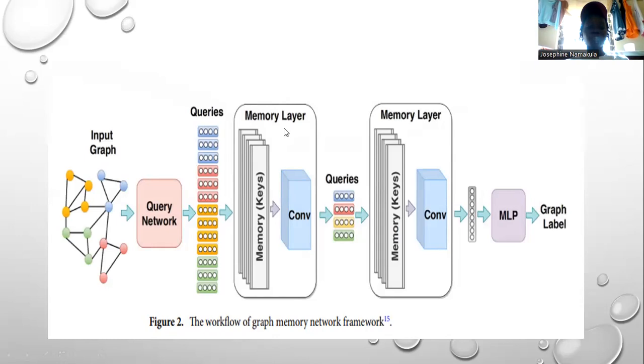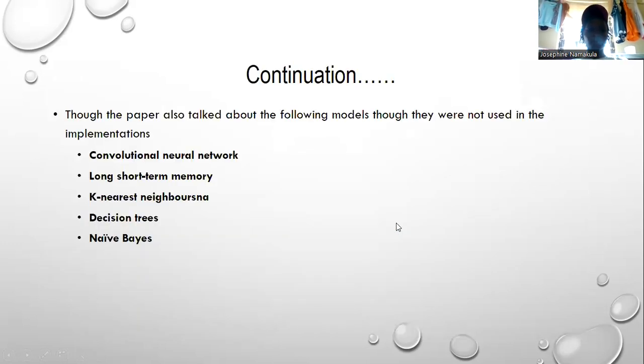You can see that there are different memory networks with different memory layer keys. They are stacked on top of input queries. So this is the query network. This is the convolutional layer. Last but not least, we have convolution. These are the other algorithms which they considered: convolutional network, long short-term memory, k nearest neighbors, decision trees, and naive Bayes.